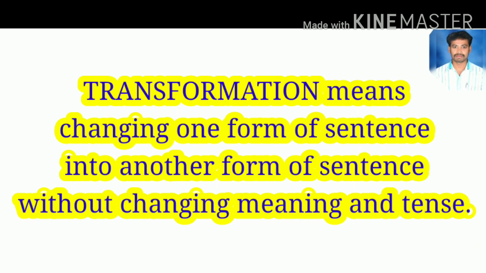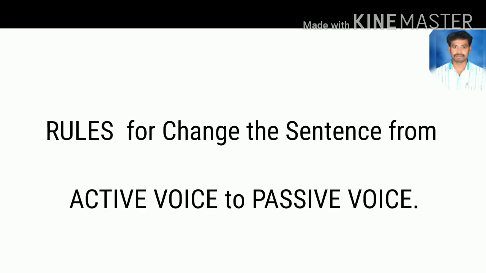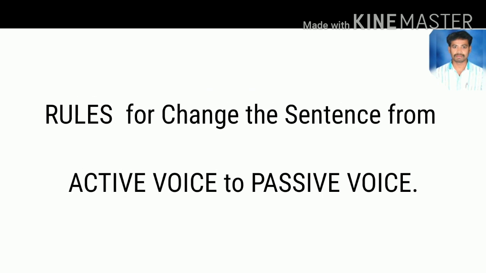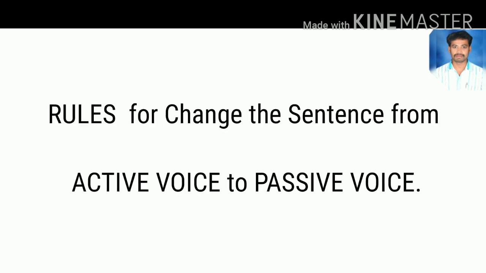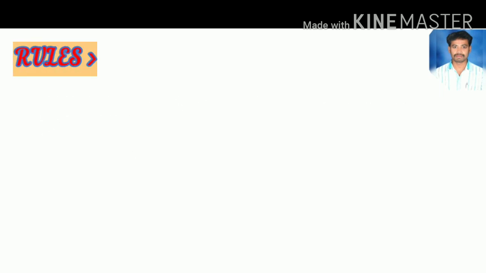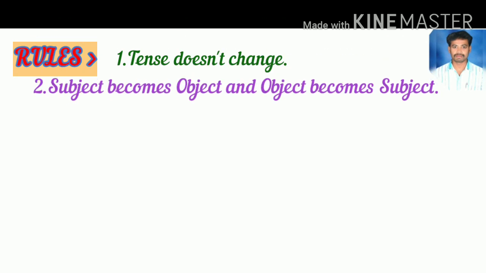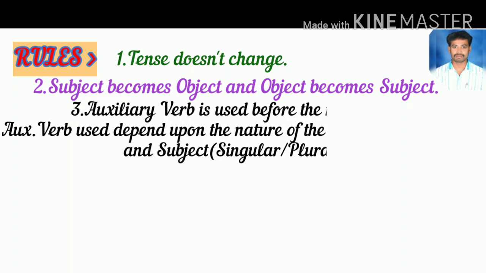When we are going to change from active voice to passive voice, at that time we are going to observe rules. Those are the rules to change the sentence from active voice to passive voice. The first one is that the tense does not change. Look at that one. In the first rule, tense does not change. The second one: subject becomes object and object becomes subject. I already told you.